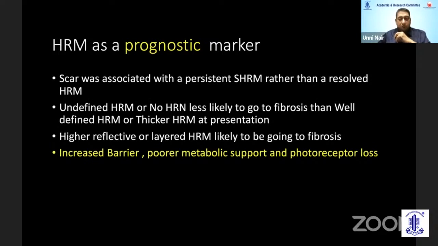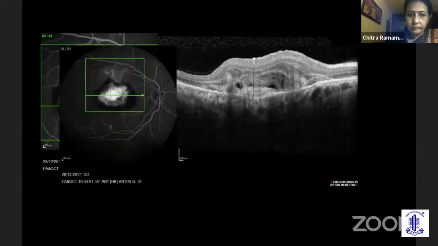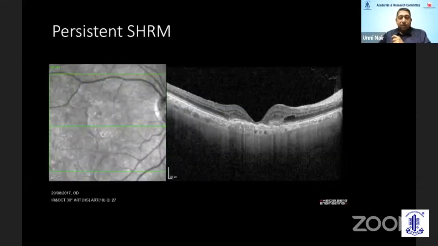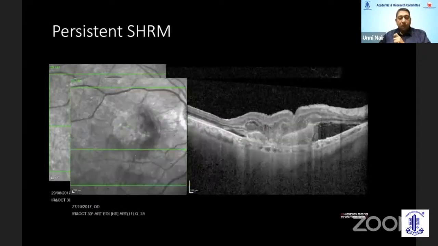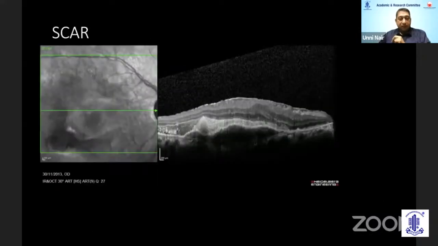Now as a prognostic marker. Undefined HRM, or loose-appearing material, which we are saying is fibrin or exudation, versus well-defined, thicker membranes that are likely to persist and go into fibrosis and cause damage to the photoreceptors. So as a prognostic tool, the thicker the membrane and the more hyperreflective it is, the more likely it is to be dangerous. Here you see a loose-appearing membrane that over time gets more and more organized and ends up in a very thick scar. That's exactly what you see here, a very persistent SHRM, which eventually becomes a scar, like you see over here.